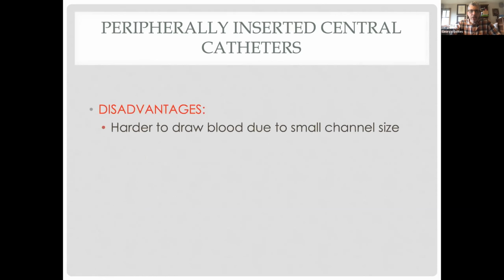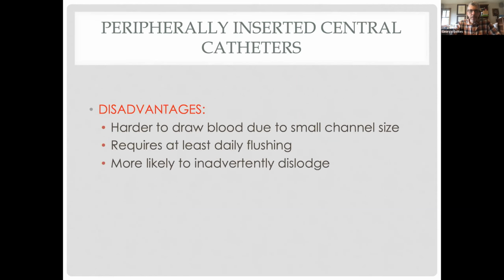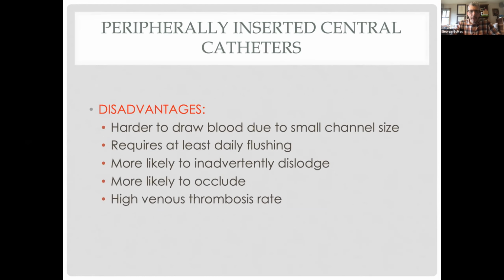Many disadvantages, though. They're small and long, so they're hard to draw blood from. They have to be flushed a lot for the same reason. It's a very narrow, long lumen. Since they're out on your arm, which flops around more than your chest, they're more likely to get pulled out by accident. They're more likely to occlude because they're teeny. And we'll talk about it in a little bit. They cause a lot of venous thrombosis.